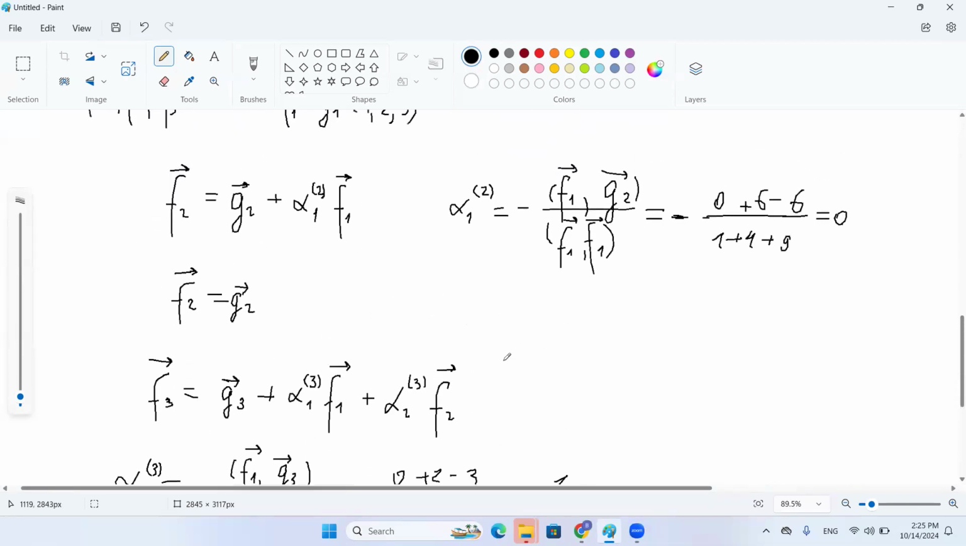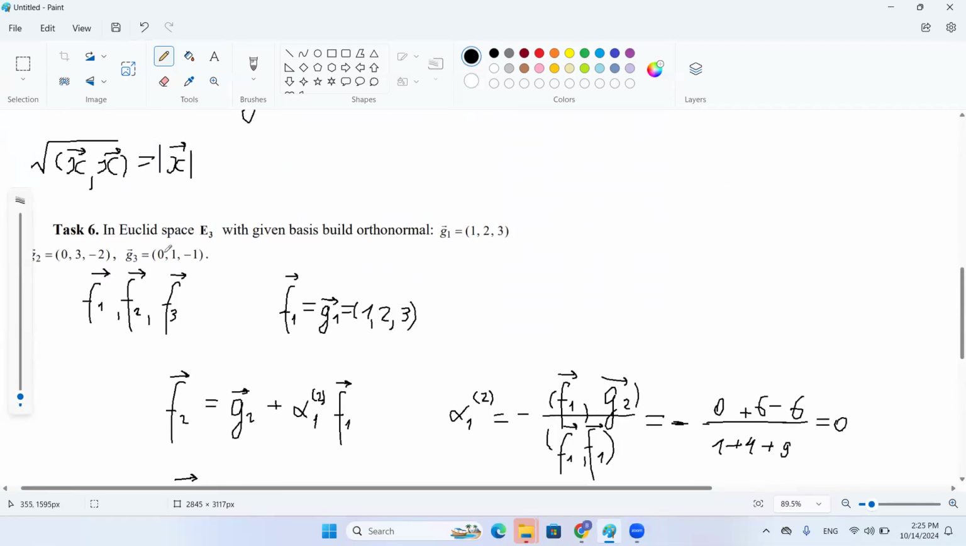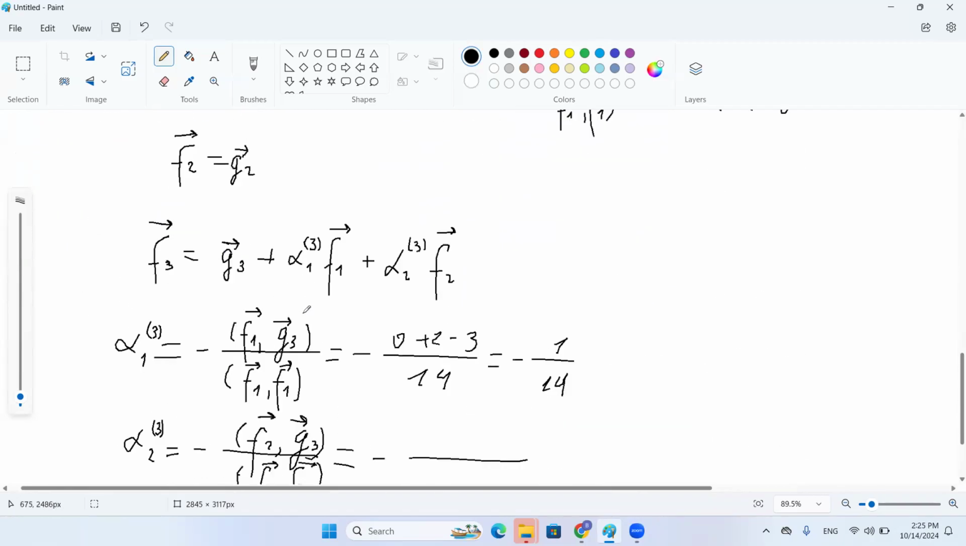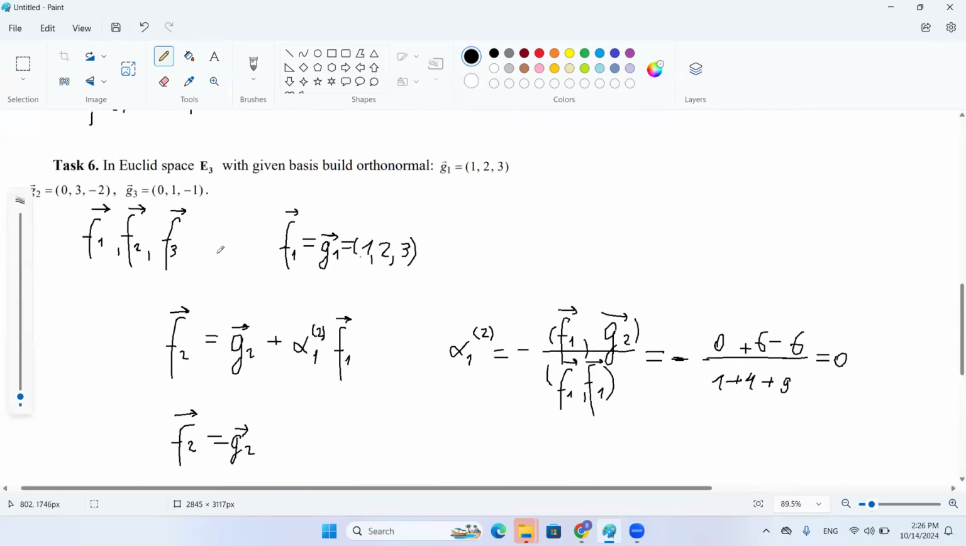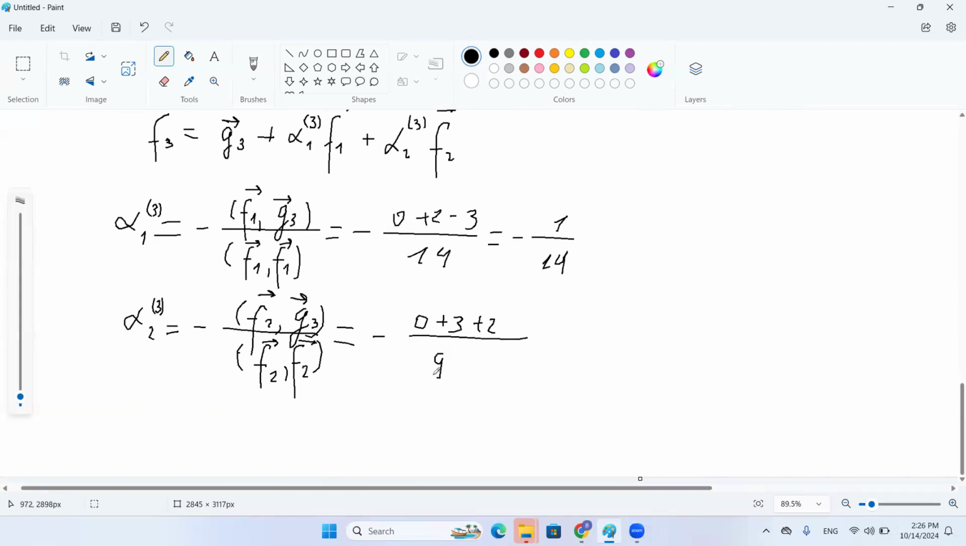So f2 by g2. So 0, 3 plus 2. And f2 multiplied by f2, because it's g2. So 9 plus 4. Oh, yeah, plus 4, not plus 3. And it equals minus 5 divided by 13.